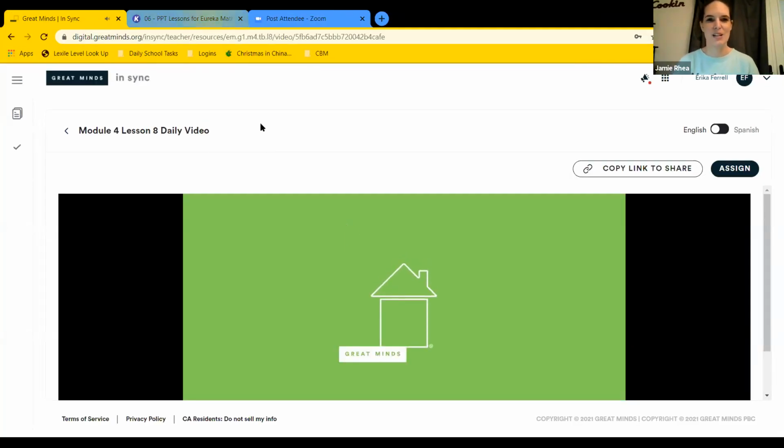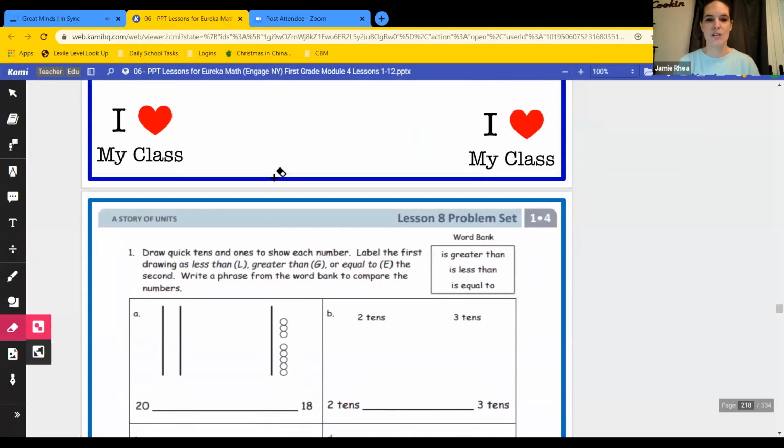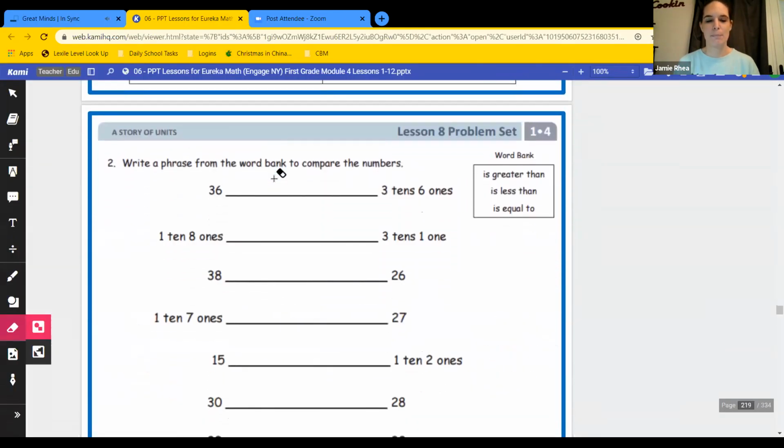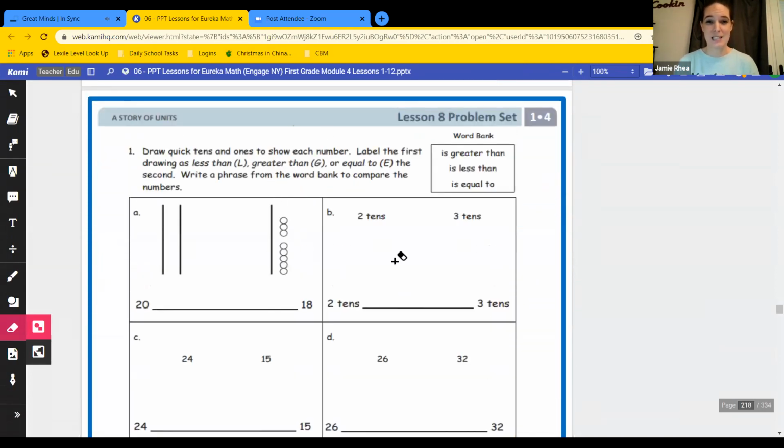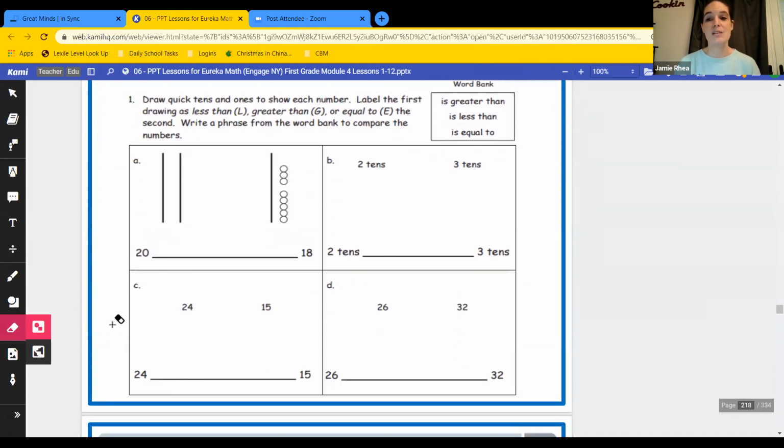Okay, so let's look at our problem set. We're doing all of the first page, but yours doesn't look like mine. So let's look at this part first, number 1. Now, number 1 has A, B, C, and D, okay? Now let's look and see what it wants us to do, because if you're not following the directions, I'm gonna count it wrong, okay? The directions say, draw quick tens and ones to show each number.